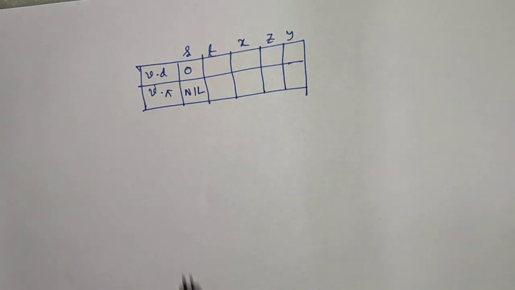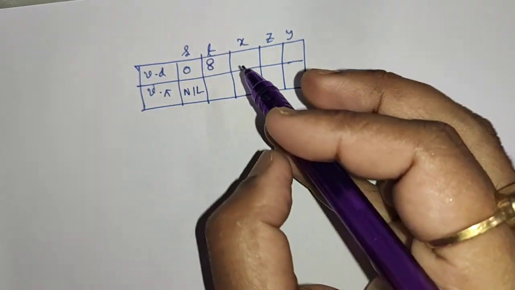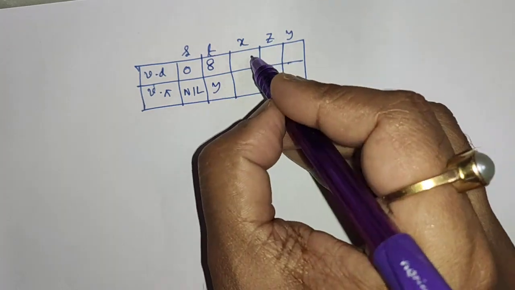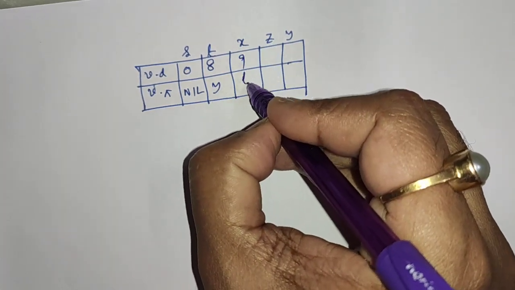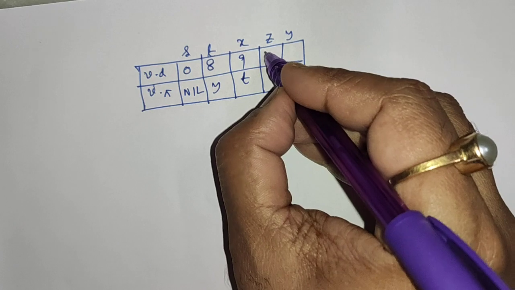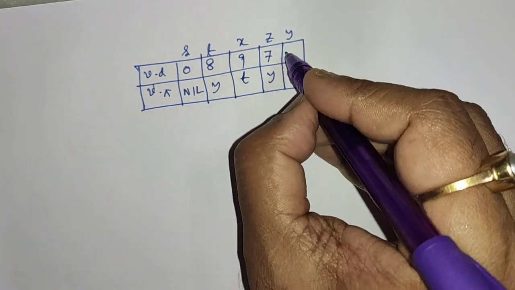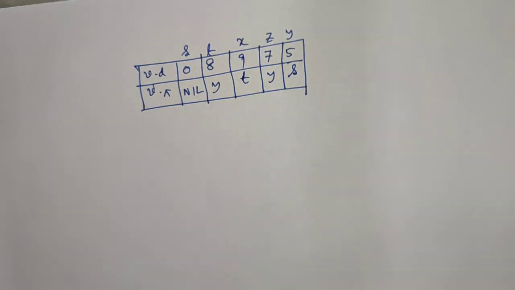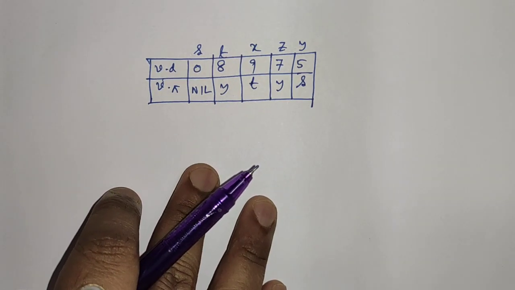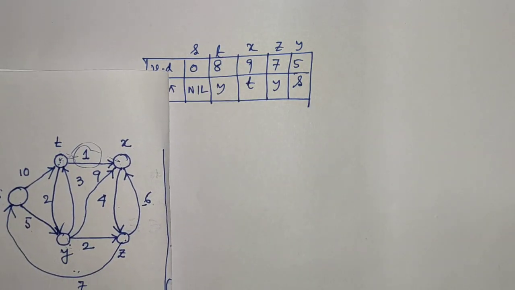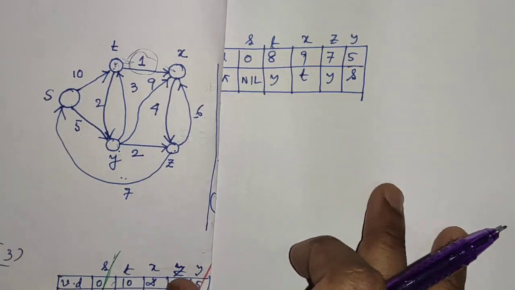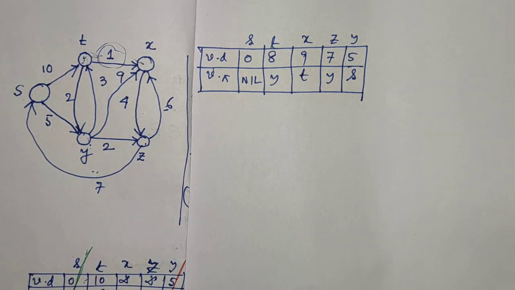What is the final T? 8 and Y. What is X? 9 and T. What is Z? 7 and Y. What is Y? 5 and S. Okay, so this is the final table after all steps are over, and this is the graph.